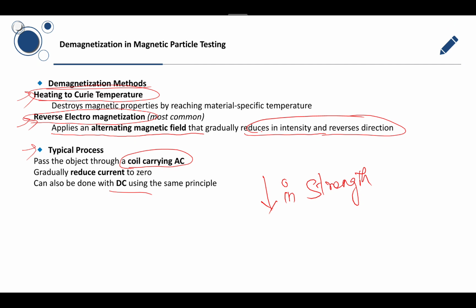Understanding these different current types and demagnetization techniques is fundamental for any NDT professional. It allows you to select the correct method for the material and the type of discontinuity you are looking for, and to properly prepare the part for subsequent processes.